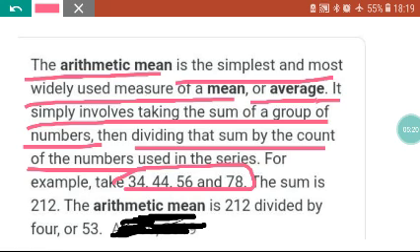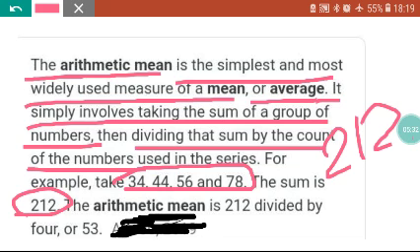What was the first thing? We have to count the numbers. So when the counting was done, it came to 212. So the sum of the total numbers is 212.